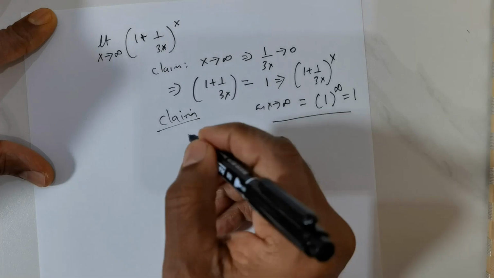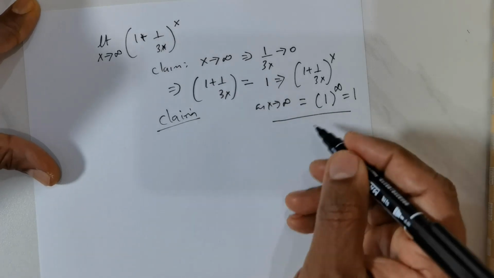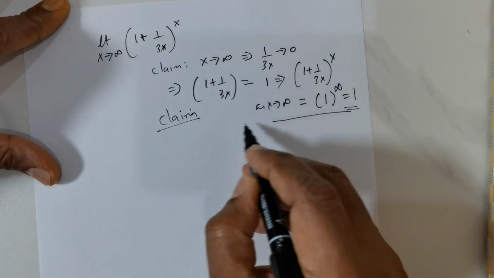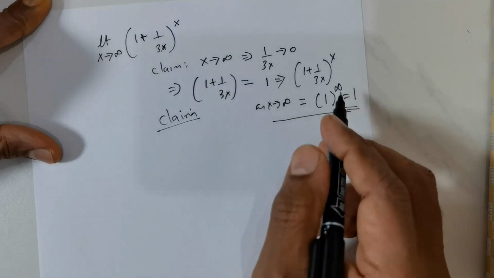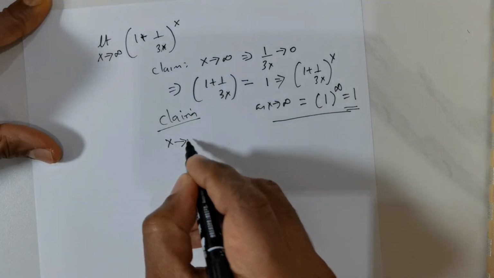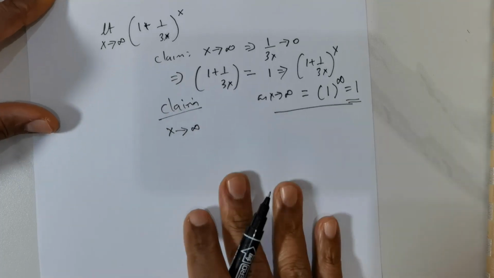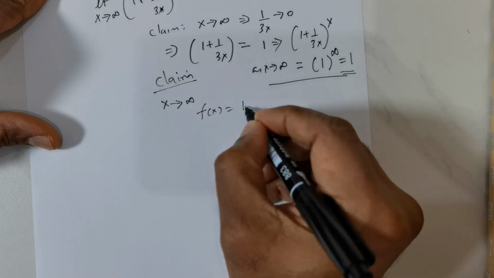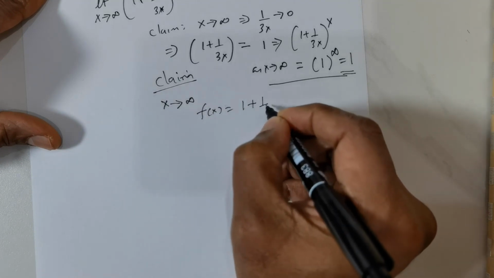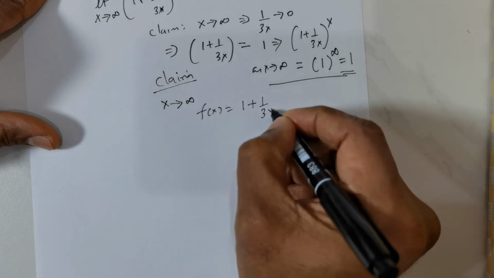of the people in the forum. The majority are claiming this should be the answer, but apparently this is not the answer. Now let me explain to you why this cannot be the answer. Fair enough, x is moving towards infinity. Now we have a function. Let me consider this function f of x to be equal to 1 plus 1 over 3x.